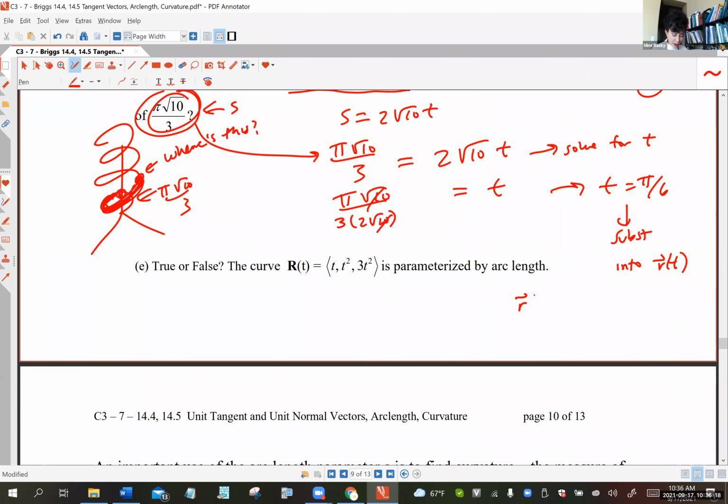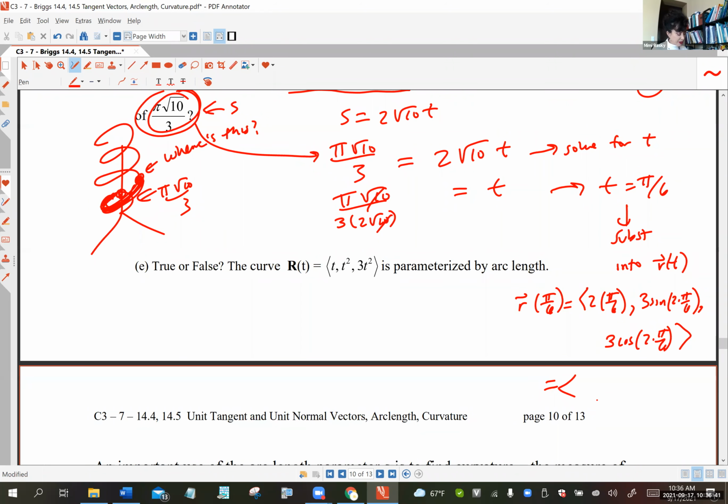So it turns out that r of pi over 6, what do you have here? You have your first component, 2t, that's 2 times pi over 6. Then you get 3 sine of 2 times pi over 6, which looks like sine of pi over 3. And then you get 3 cos of 2 times pi over 6. So that's cos of pi over 3.